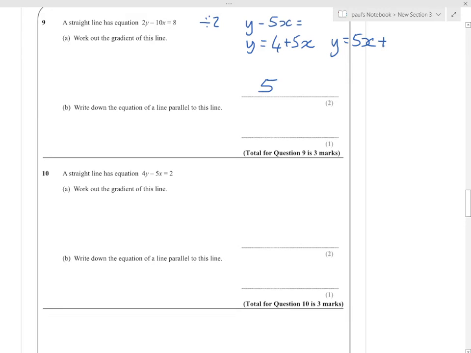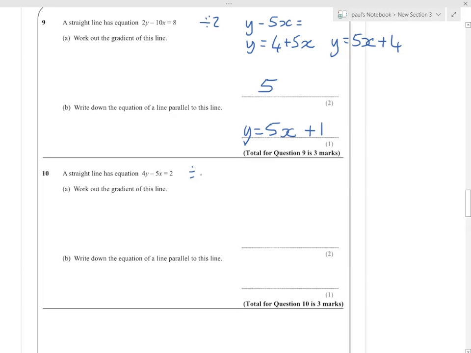So that's 4 and that's 4. Right, write down the equation of a line parallel to this. So it could be anything as long as this is the same. As long as we've got 5x, I'll do plus 1. Right, a straight line has the equation, work out the gradient of this line.